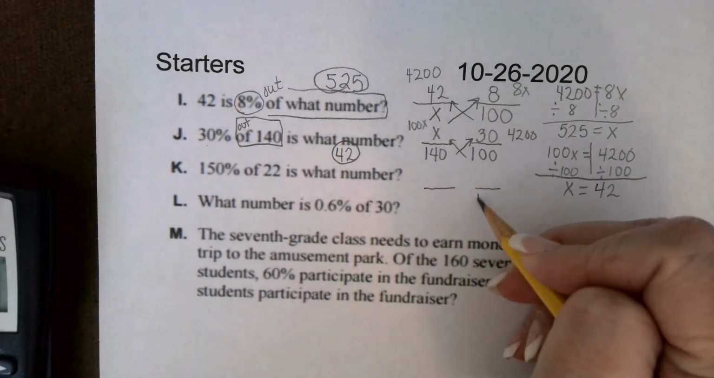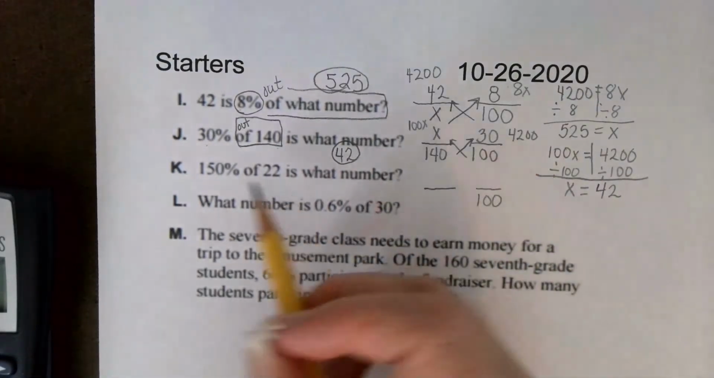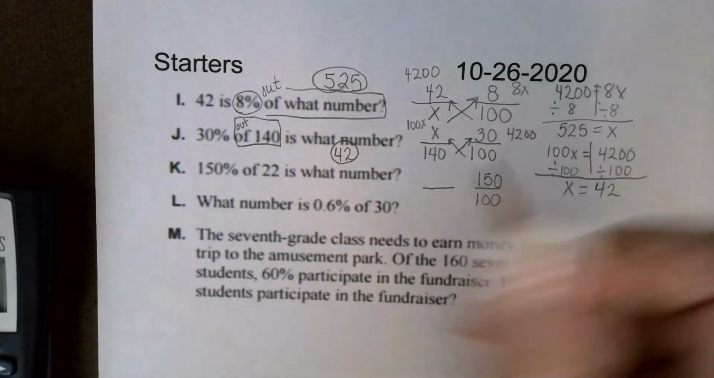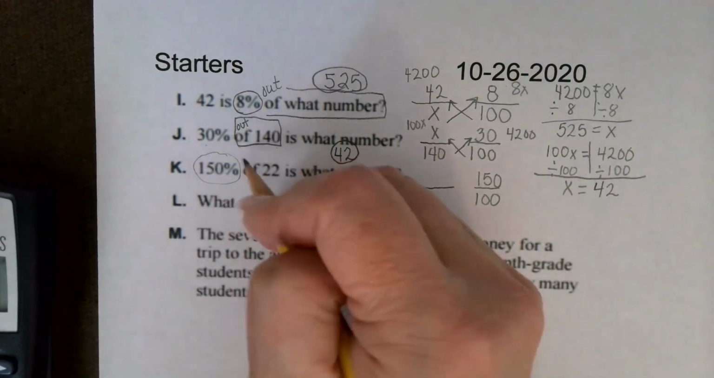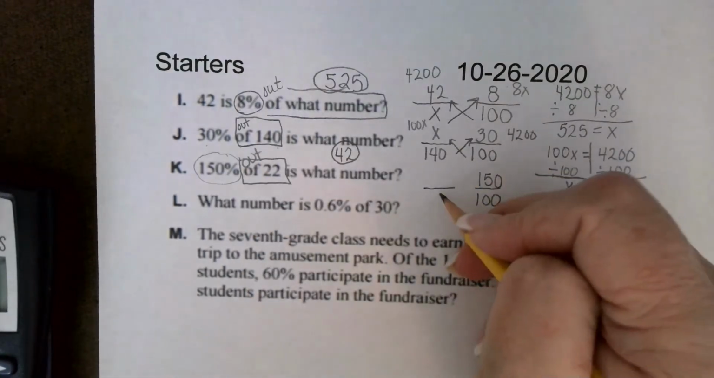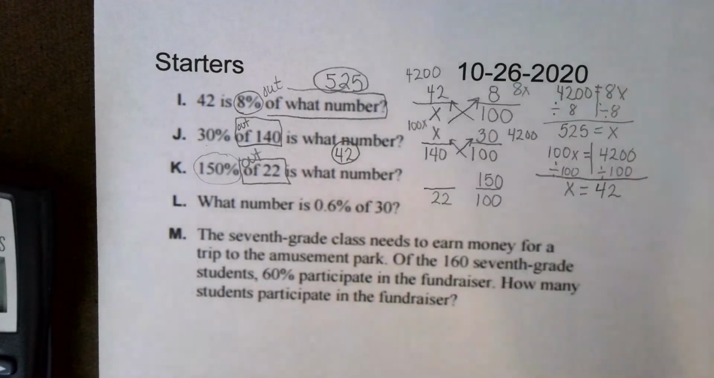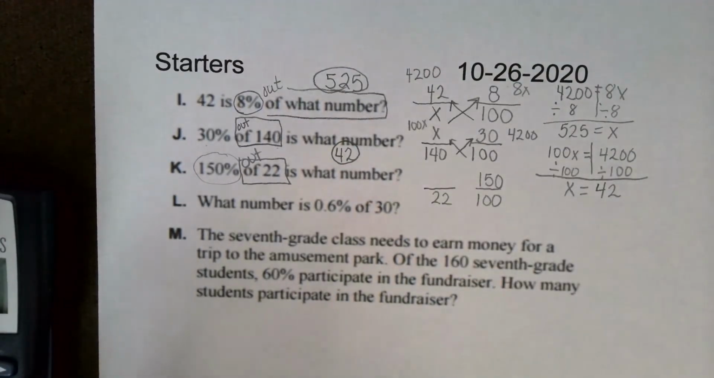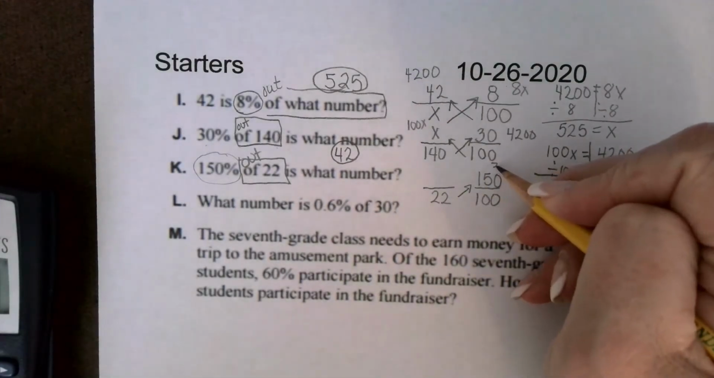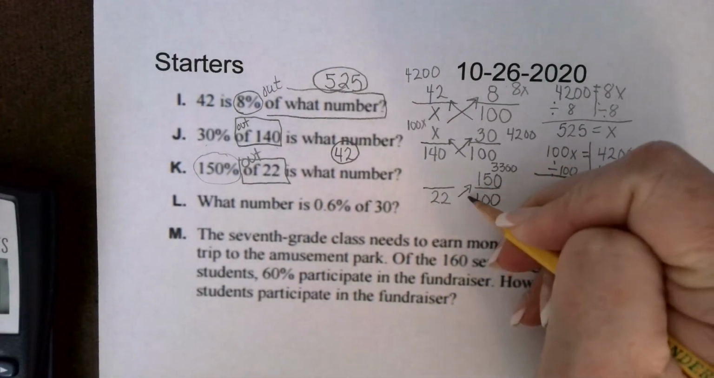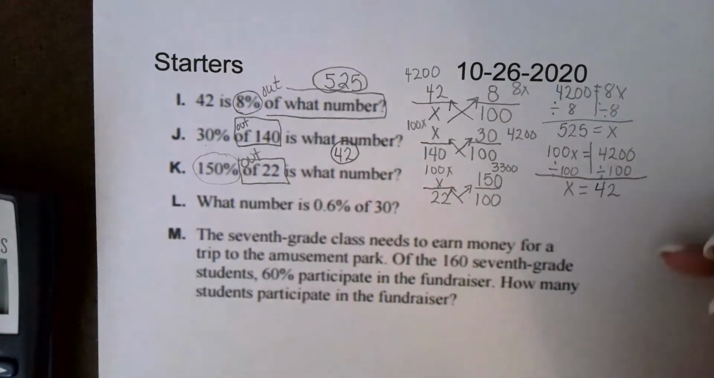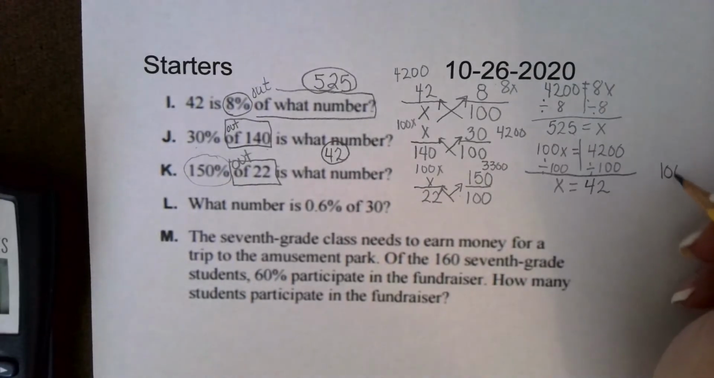We set up our equation. We've got 150%, and that's of 22, which means out of 22, which gives you the whole thing. We're going to multiply 22 times 150, and that is 3,300. And then 100 times x is 100x. Those two things are equal to each other.